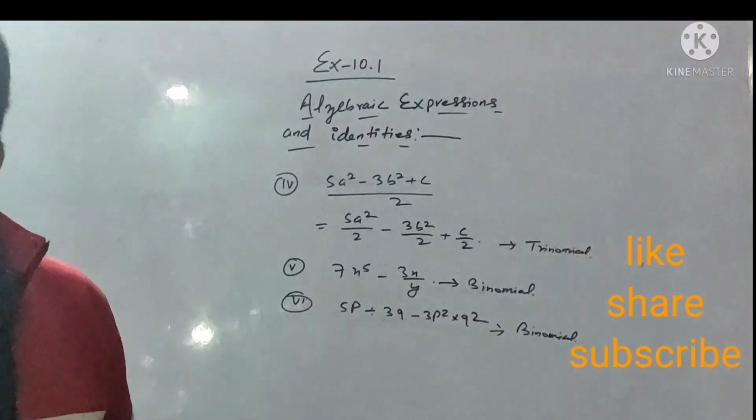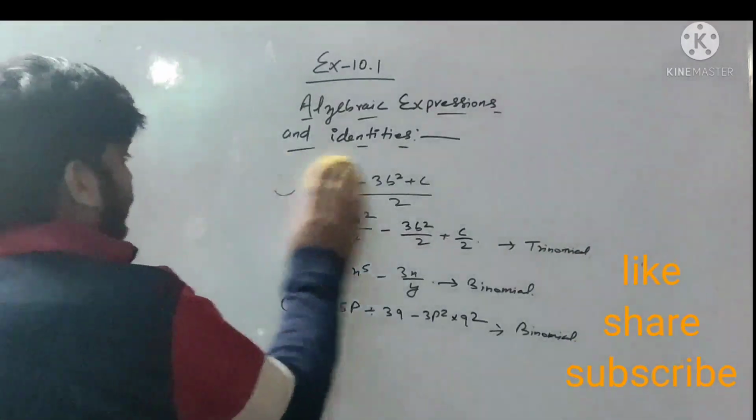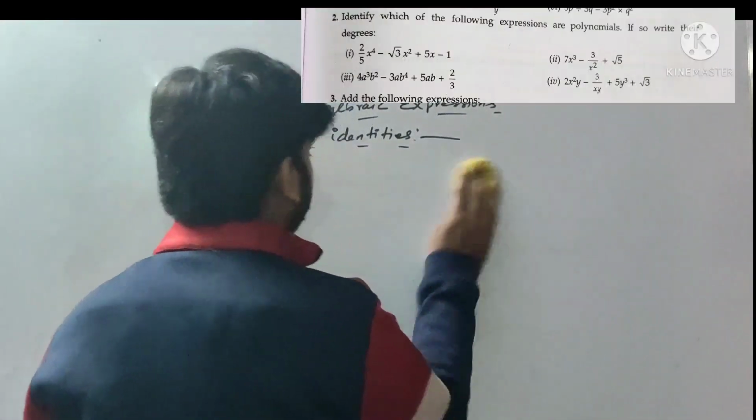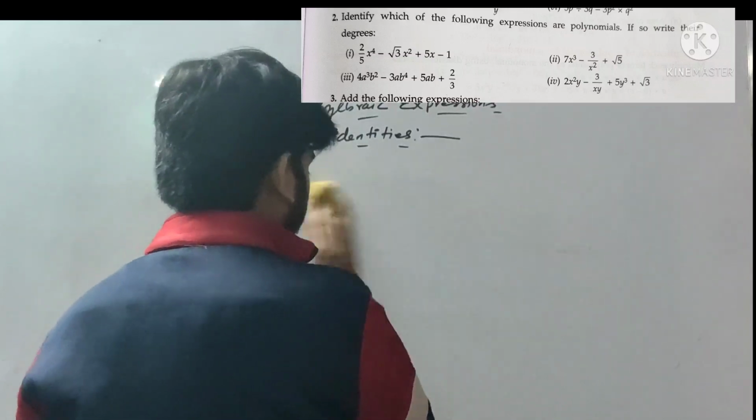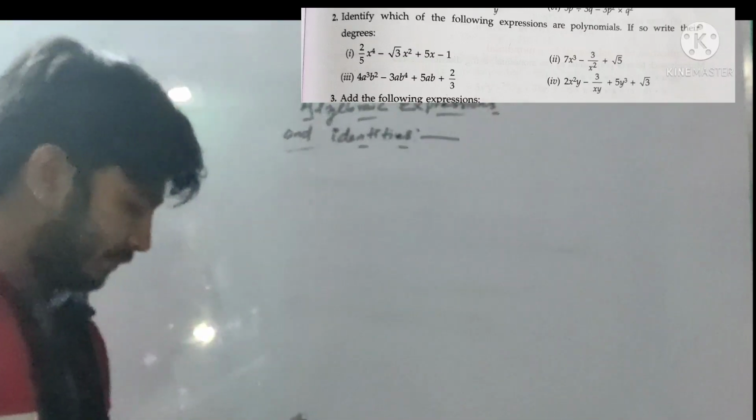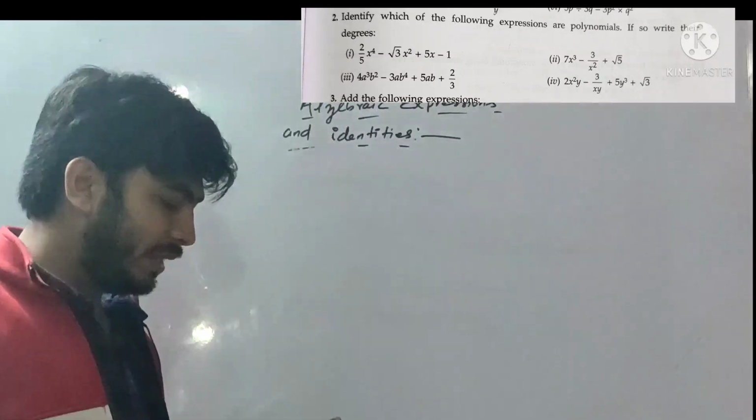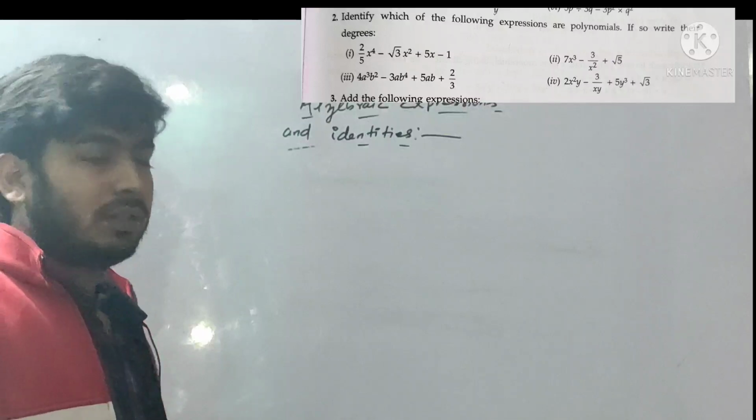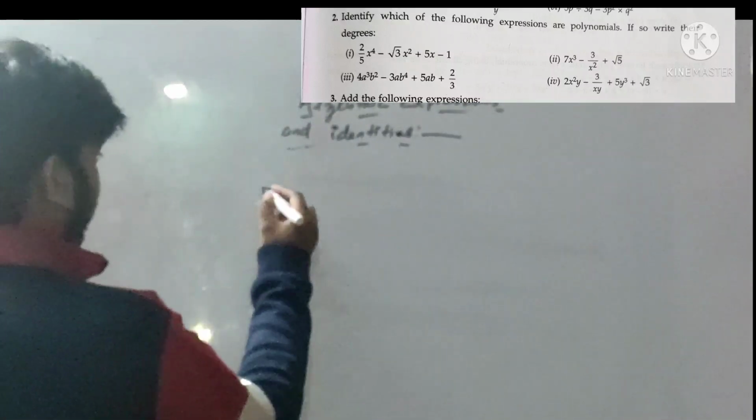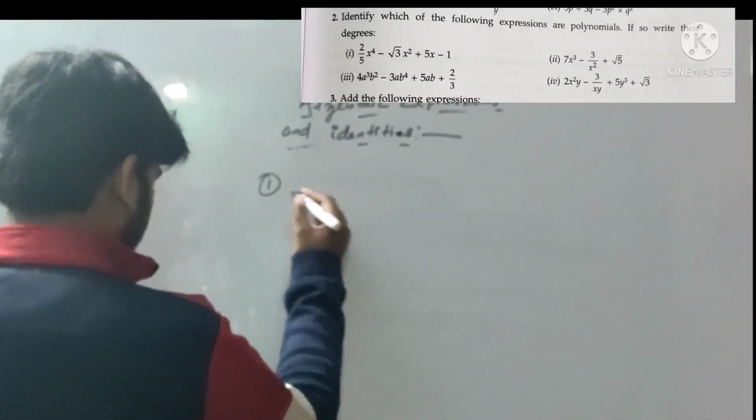Okay, now we will do question number 2. Here is question number 2 on the screen. The question is: identify which of the following expressions are polynomials. If so, write the degree. So first of all, please see question number 1, my dear students.